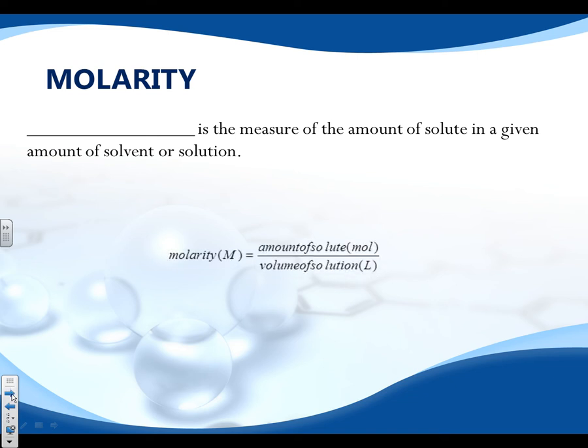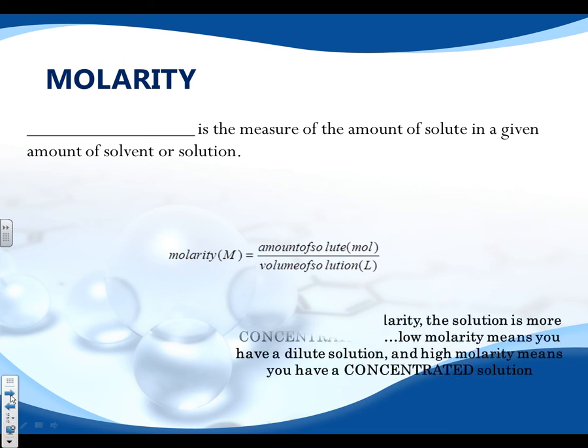Pretty self-explanatory there. You have this formula in your formula chart. Molarity equals the amount of solute in moles divided by the volume of solution in liters. So you've got to keep those units in mind. You're looking for moles of solute and liters of solution. If you're given any other values, you're going to have to do some stoichiometry to figure that out.